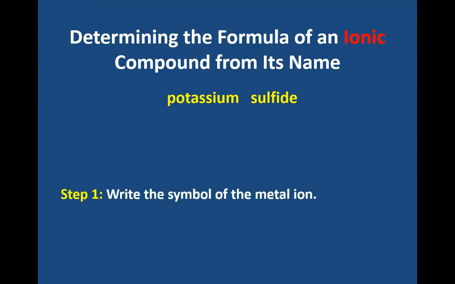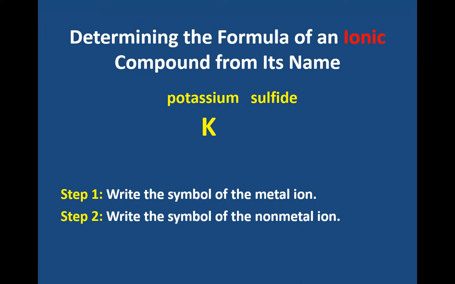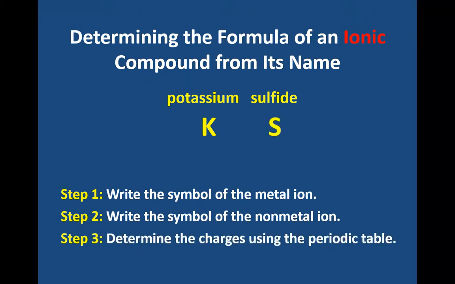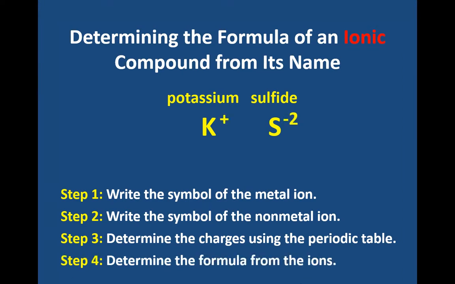First, write the symbol of the metal ion, which is K. Write the symbol of the non-metal ion, S. Determine the charges using the periodic table. So, +1 is potassium, -2 is sulfide. Using the crisscross method, okay? So, our new formula for potassium sulfide is K2S.